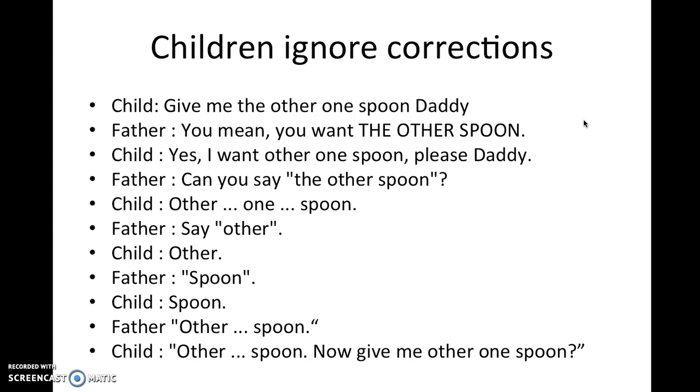Children often ignore corrections even if you make them, and this is an example of a child completely ignoring the parent's attempt to correct the child's incorrect, as the parent sees it, grammar. So even though we try to teach kids language, often they just ignore us because it's something that they're learning, not something that we're teaching. And the evidence is overwhelming that that is the case.